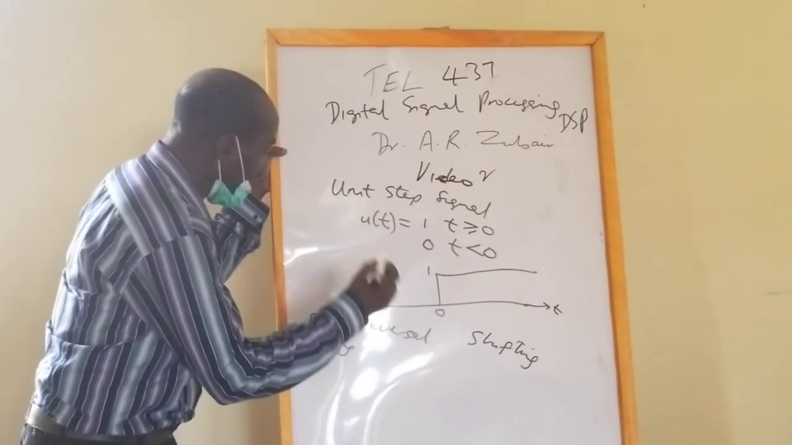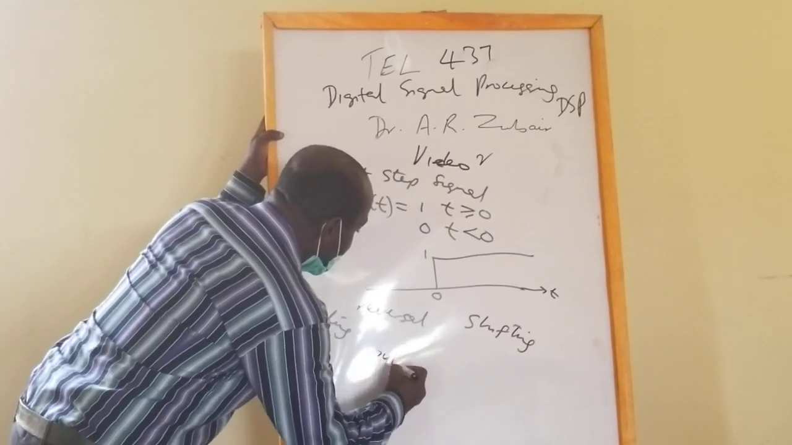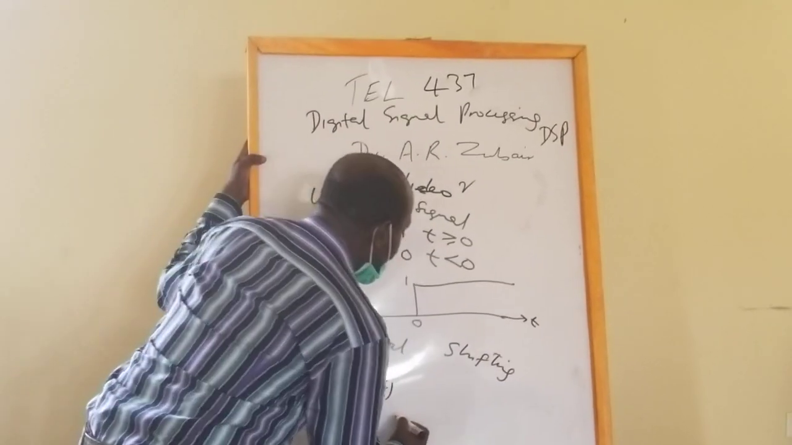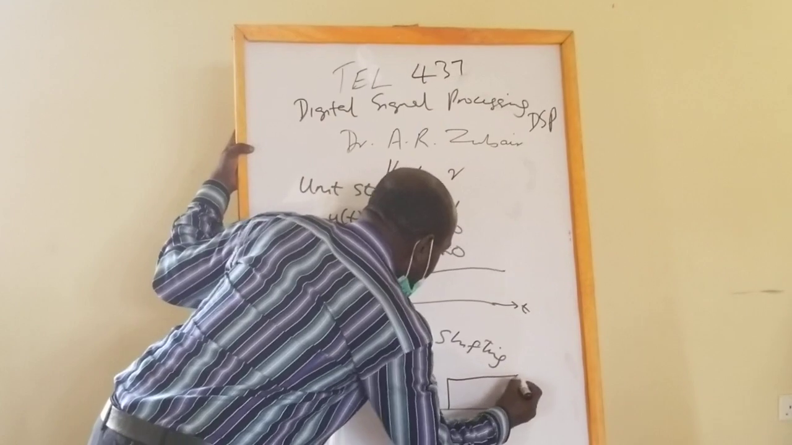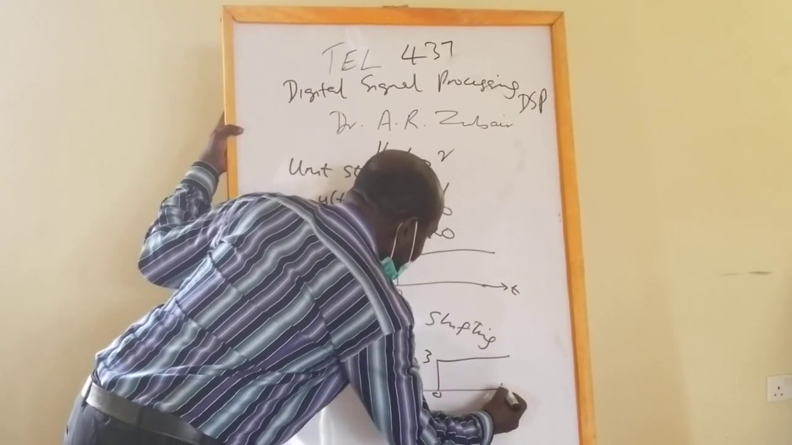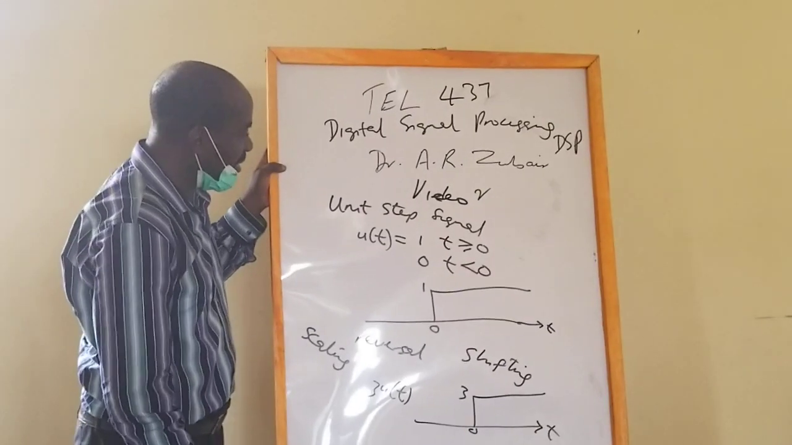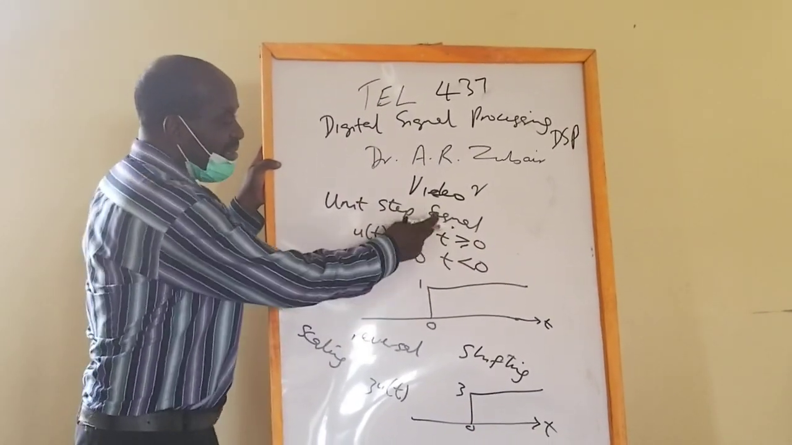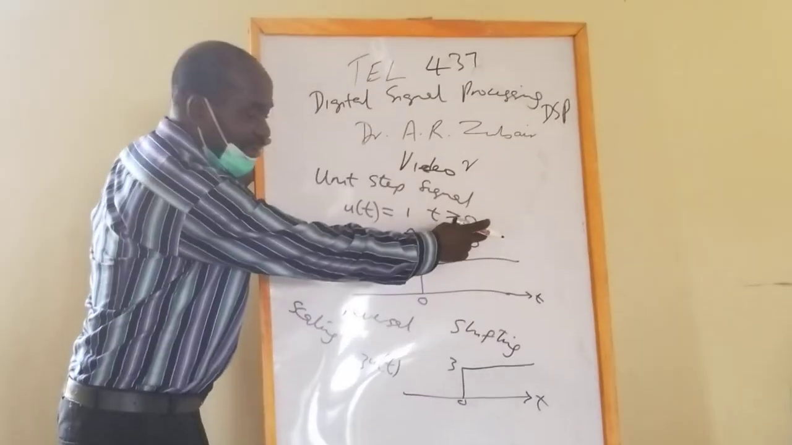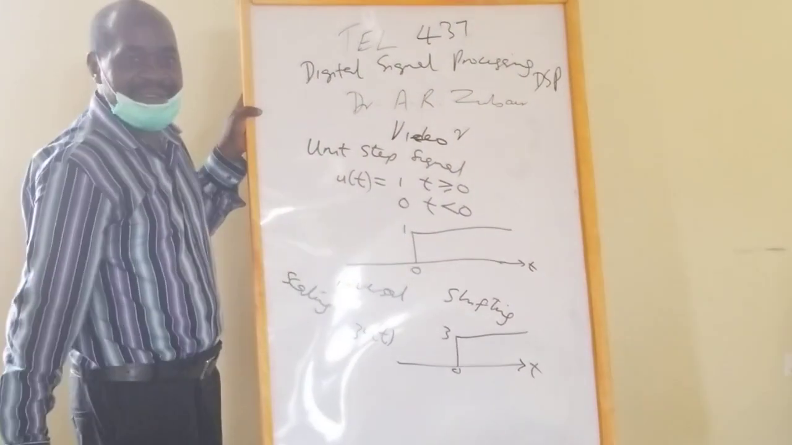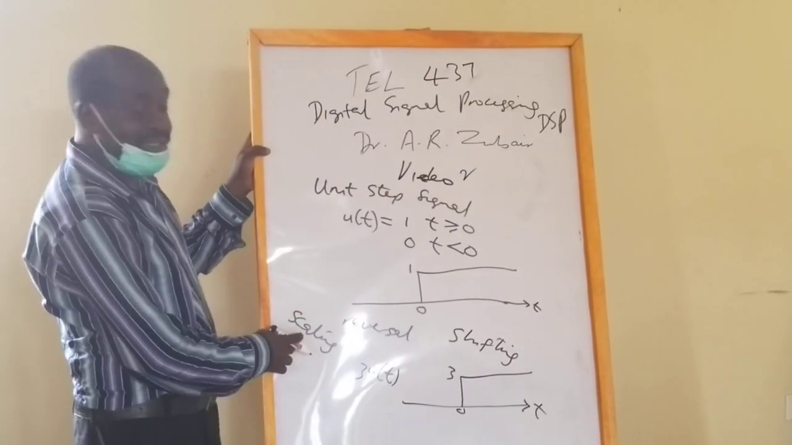For scaling, if I give you 3u of t, that simply means what? The height is no more going to be 1 but 3. If I ask you to write a mathematical expression for it, it will be u of t equals 3 when t is greater than or equal to 0, and 0 when it is less than 0. So this is like scaling.